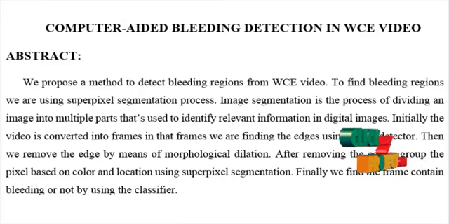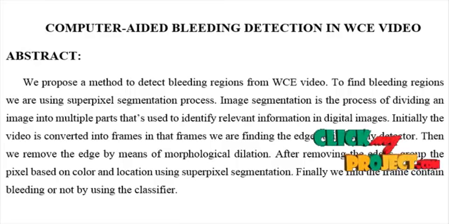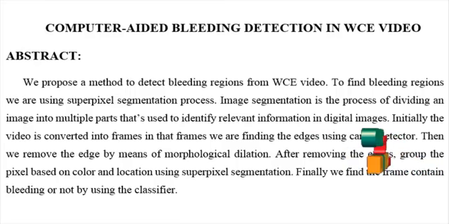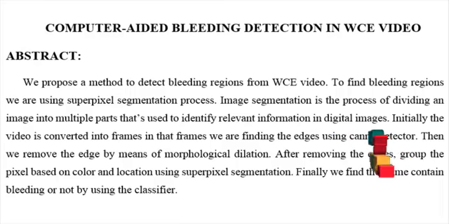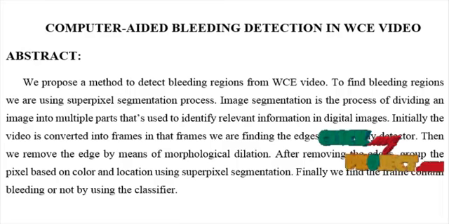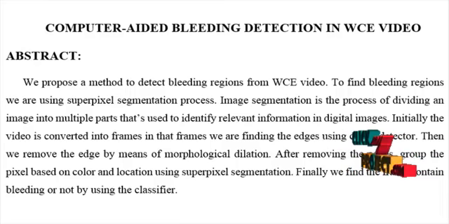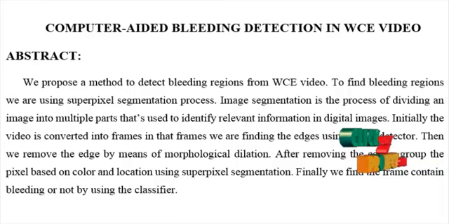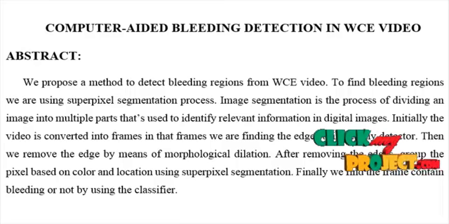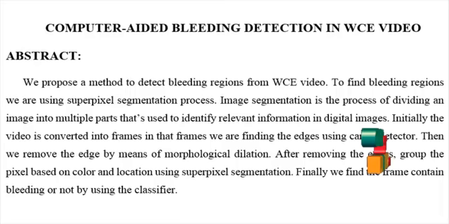Let me see the abstract of the process computer aided bleeding detection in wireless capsule endoscopy video. To find bleeding present in the wireless capsule endoscopy video, we use superpixel segmentation and classification based on support vector machine classifier. In the process, the video is initially pre-processed by converting the videos into frames and removing any of the unwanted pixel information in the video.